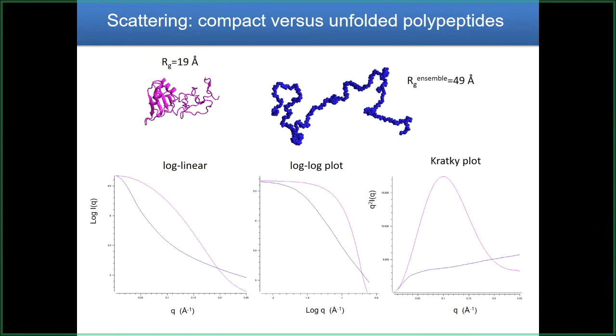So here's Q squared I of Q, and you can see the relative shapes. We have this bending over of the log-log plot. Kratky plots tend to have sometimes a bump here, which is indicative of a globular shape, or in the case here, which I'm showing you for the scattering for an extended structure, it tends to keep going up and up.